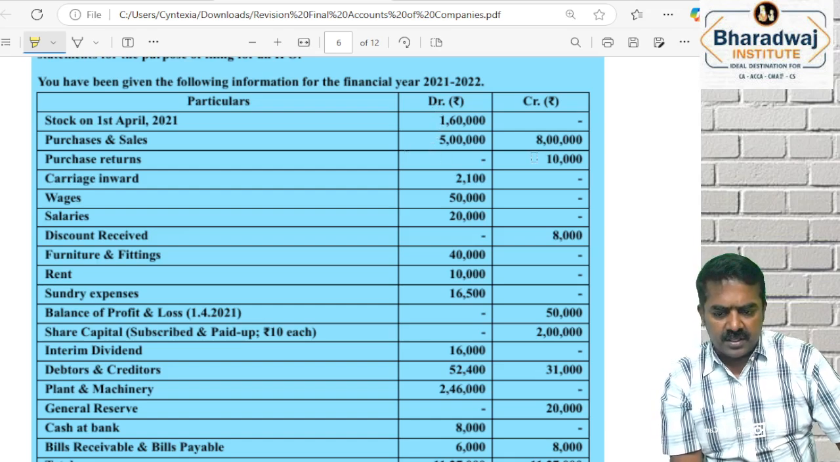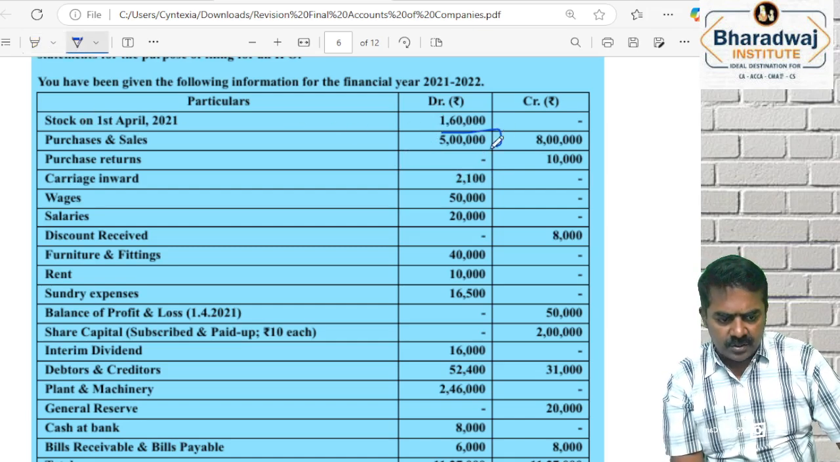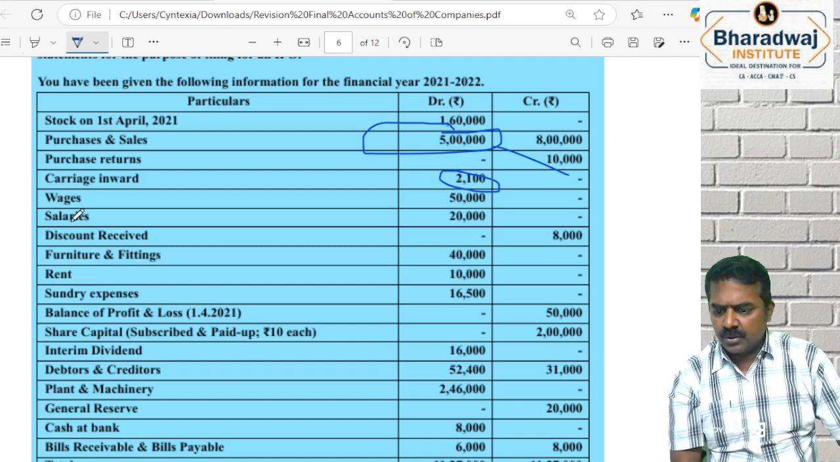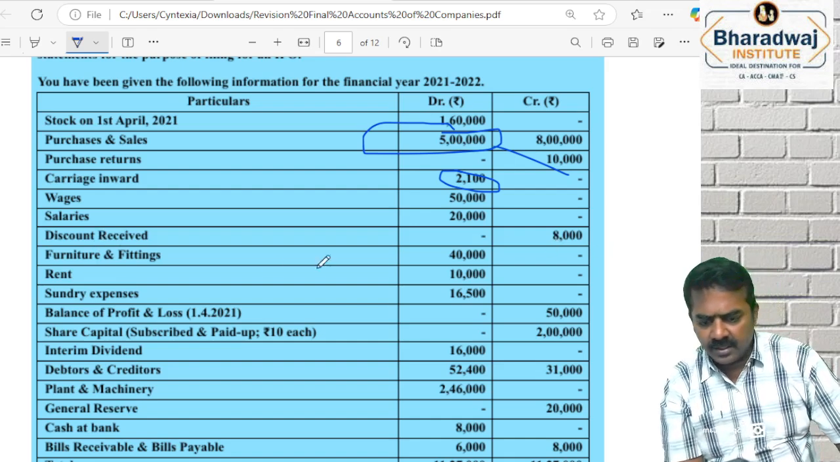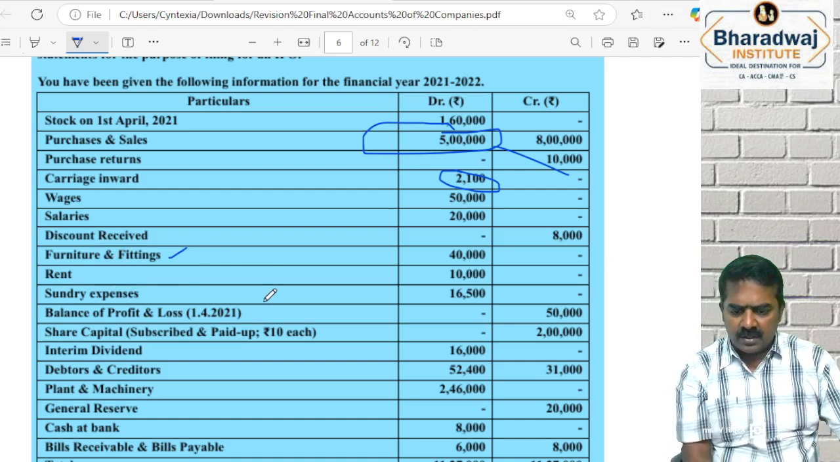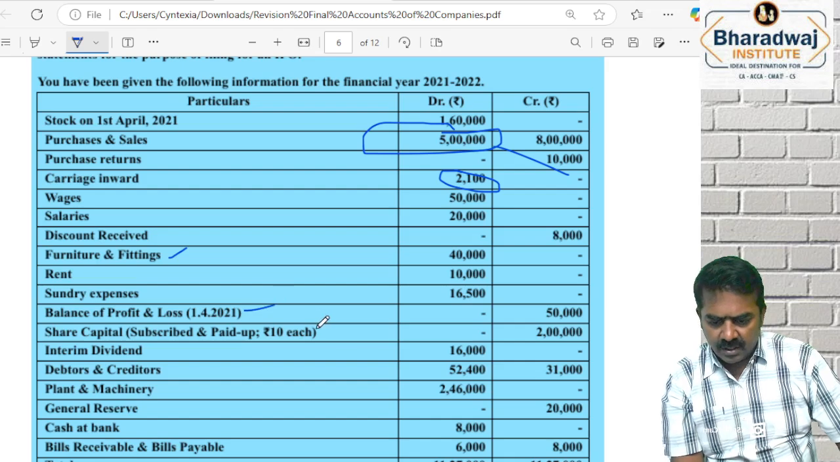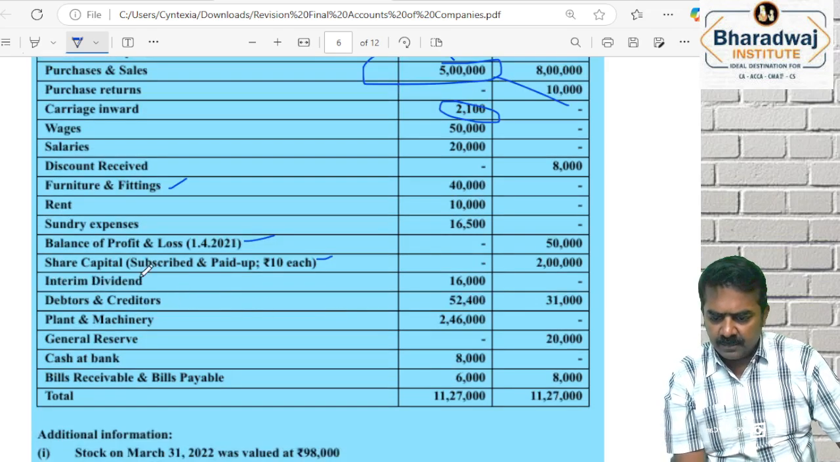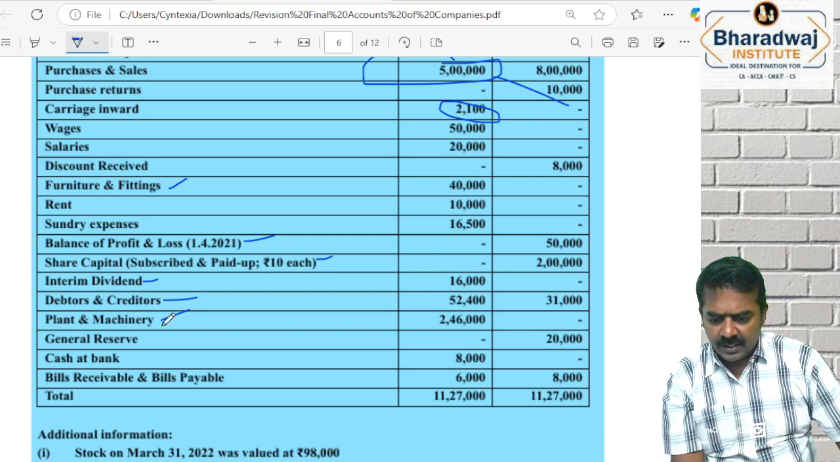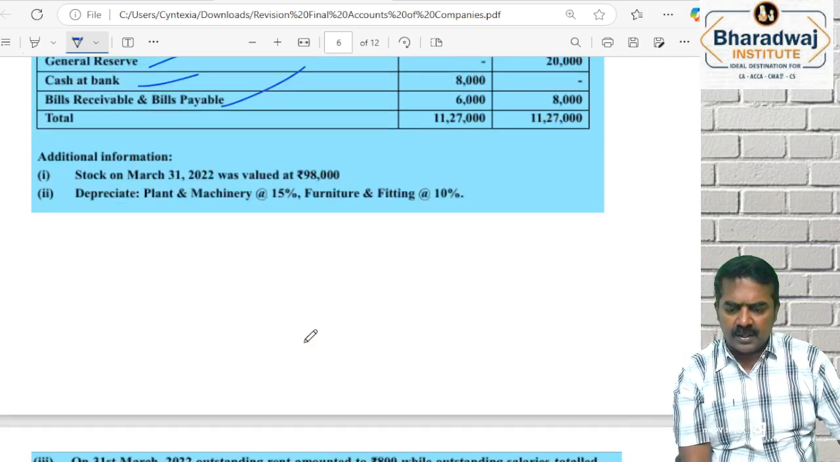Purchases and sales, purchase returns are given, carriage inwards are given, of course. But with purchases, you have to adjust returns, then of course include carriage inwards. Wages, salaries will come in P&L account. Discount received, P&L account, income. Furniture will go to balance sheet, rent, P&L account, sundry expense, P&L account. Share capital will go to balance sheet. Interim dividend will be adjusted from P&L account. Debtors and creditors will go to balance sheet. Plant and machinery, general reserve, cash at bank, bills receivable, bills payable will go to balance sheet.